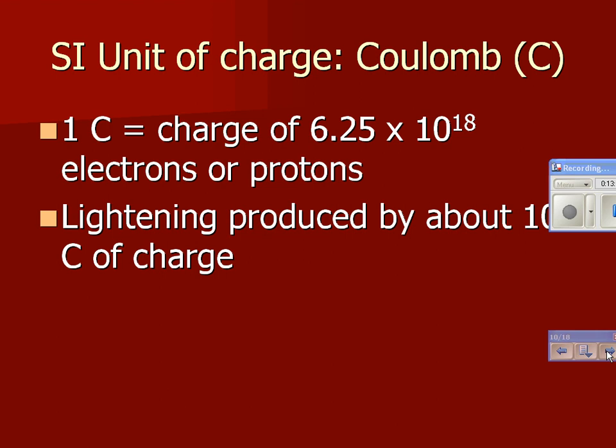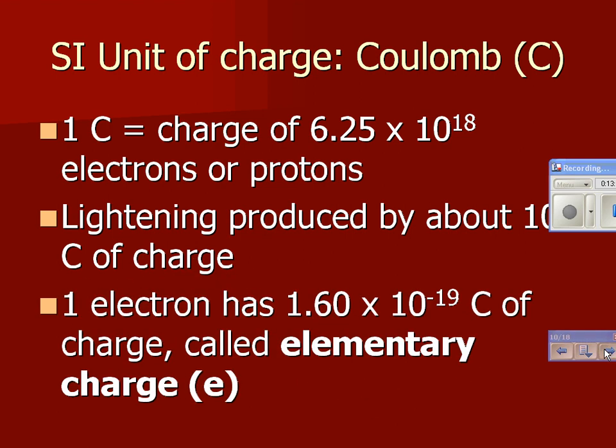But the one thing you really need to know, and it's in your data booklet if you don't remember this, is the charge on an electron. This is known as the elementary charge. Sometimes it's represented by the lowercase e. And it is how charged an electron is. And it is negative 1.6 times 10 to the negative 19th coulombs. The charge on a proton is positive 1.6 times 10 to the negative 19th coulombs. Okay?